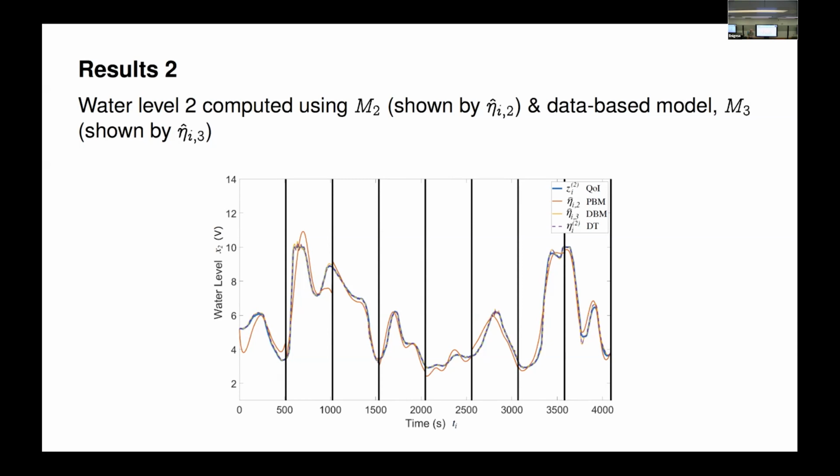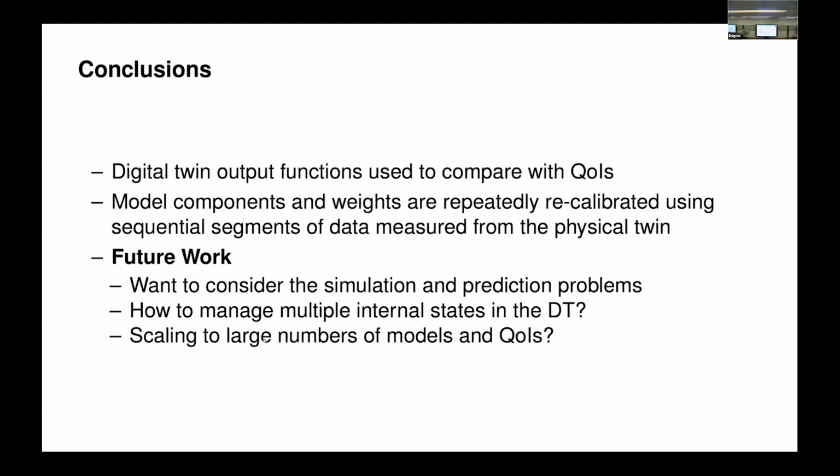Okay, thank you. So anyway, I'm nearly at the end now. So, conclusions. Hopefully I've shown you some digital twin output functions. As I say, it's not a particularly new idea. It's just borrowed from control, but I think it has some usefulness in terms of a framework. The components in the models were essentially just repeatedly recalibrated or recomputed using these data segments.